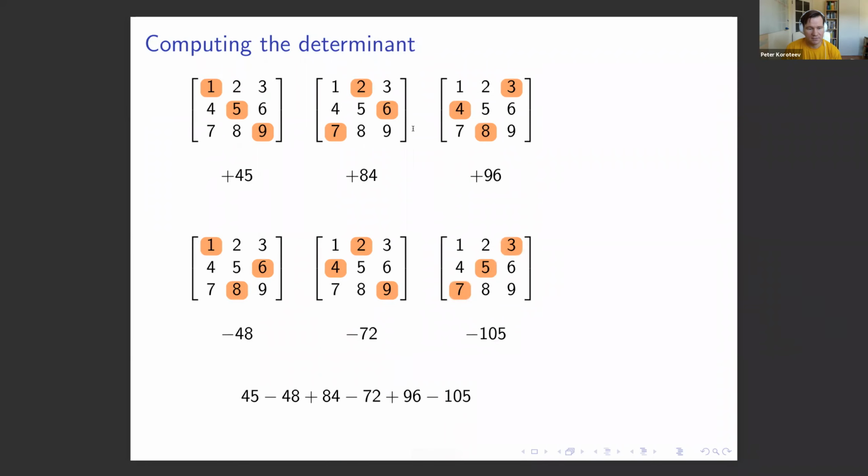Well, how much is 45 if we combine all this together? Well, so 45 minus 48 is -3. 84 minus 72 is +12. 96 minus 105 is -9. So it all vanishes, right? So the determinant of this matrix is equal to 0.